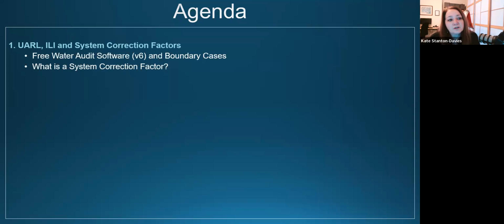So the first thing we're going to do is to look at the relationship between the UARL, the ILI, and system correction factors. We'll talk a little bit about the free water audit software version 6 and their concept of a boundary case. And we'll also have a quick recap on what a system correction factor is in case it's something you're not familiar with.